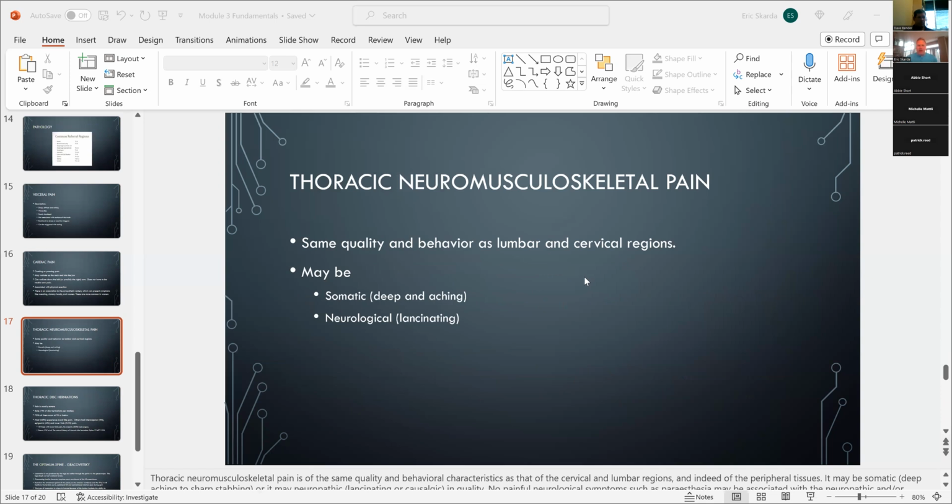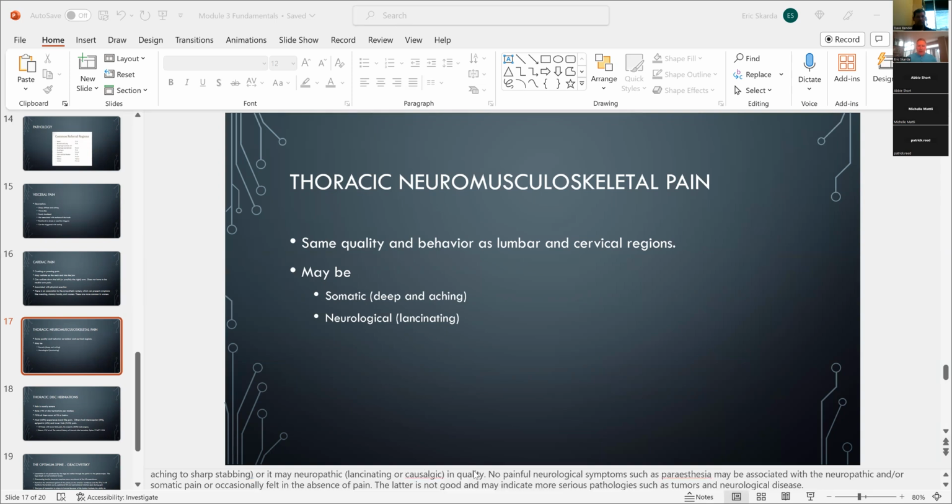Again, Jim went over a lot of this, so I'm not going to spend a ton of time on this. Neuromusculoskeletal pain could be either somatic, which is more of a deep and aching, that's more of a typical referred pain, or a neurological pain, which is our typical lancinating pain, the lightning bolt types of pain. Could be either one based on musculoskeletal issues. And again, these things are all written down here. I think you guys have access to this.